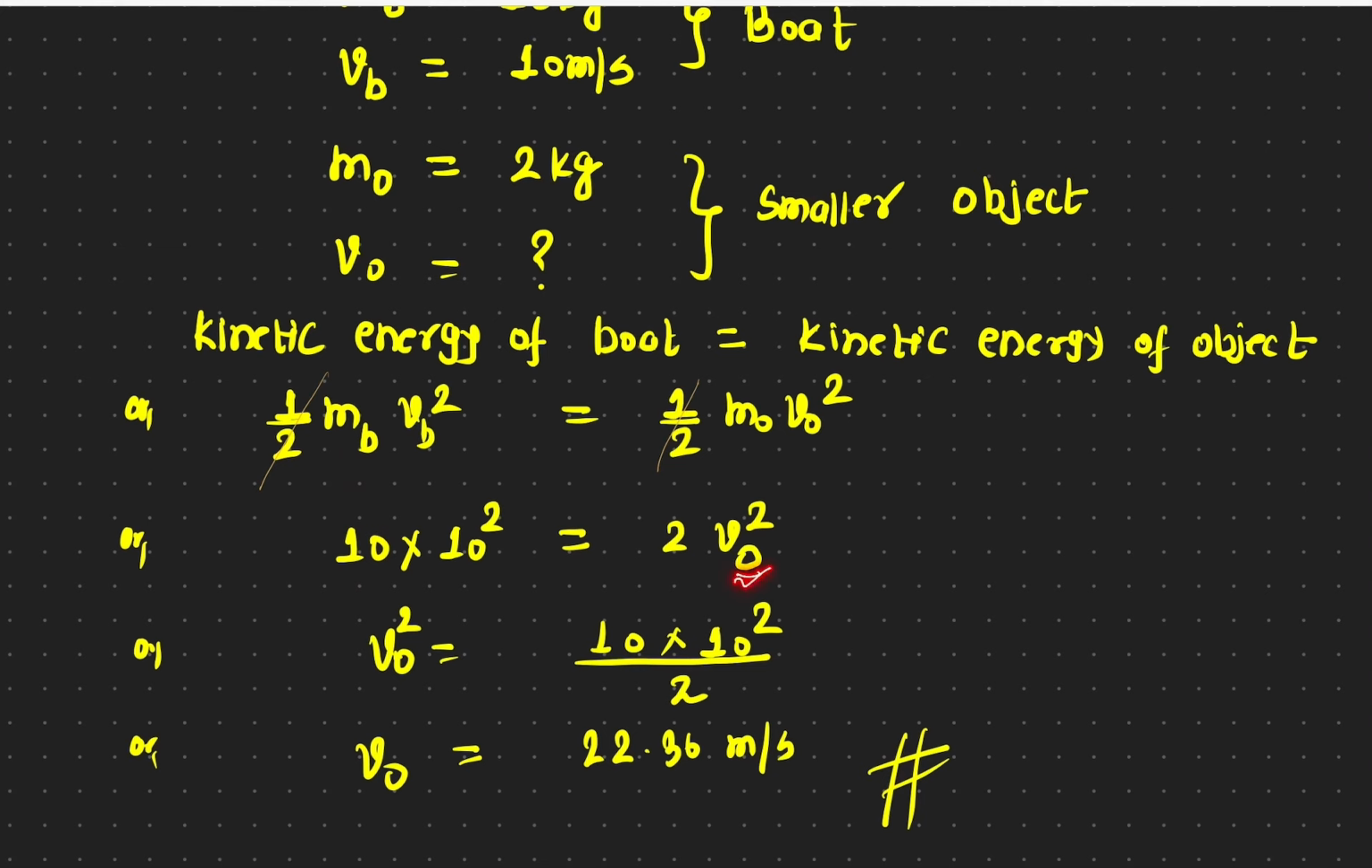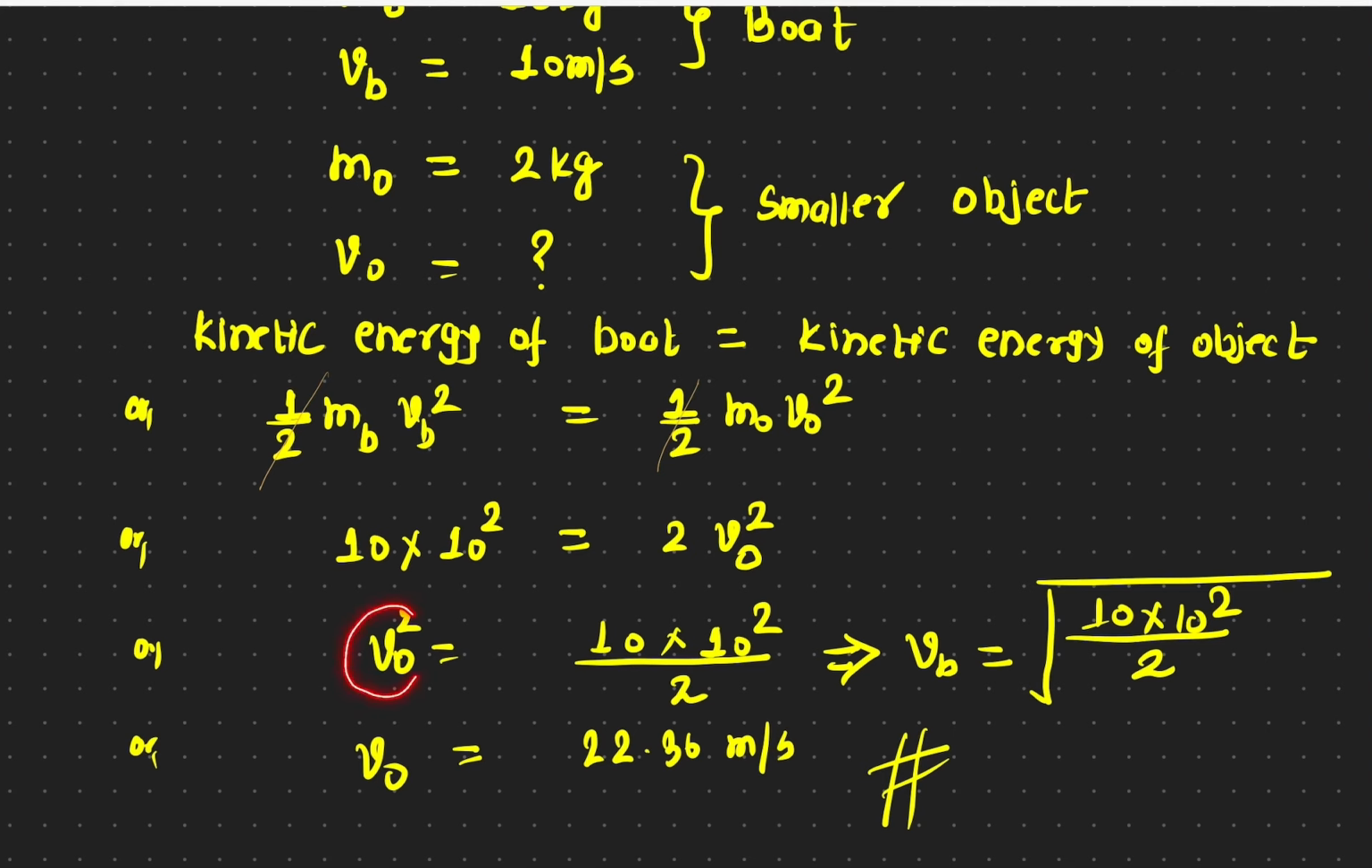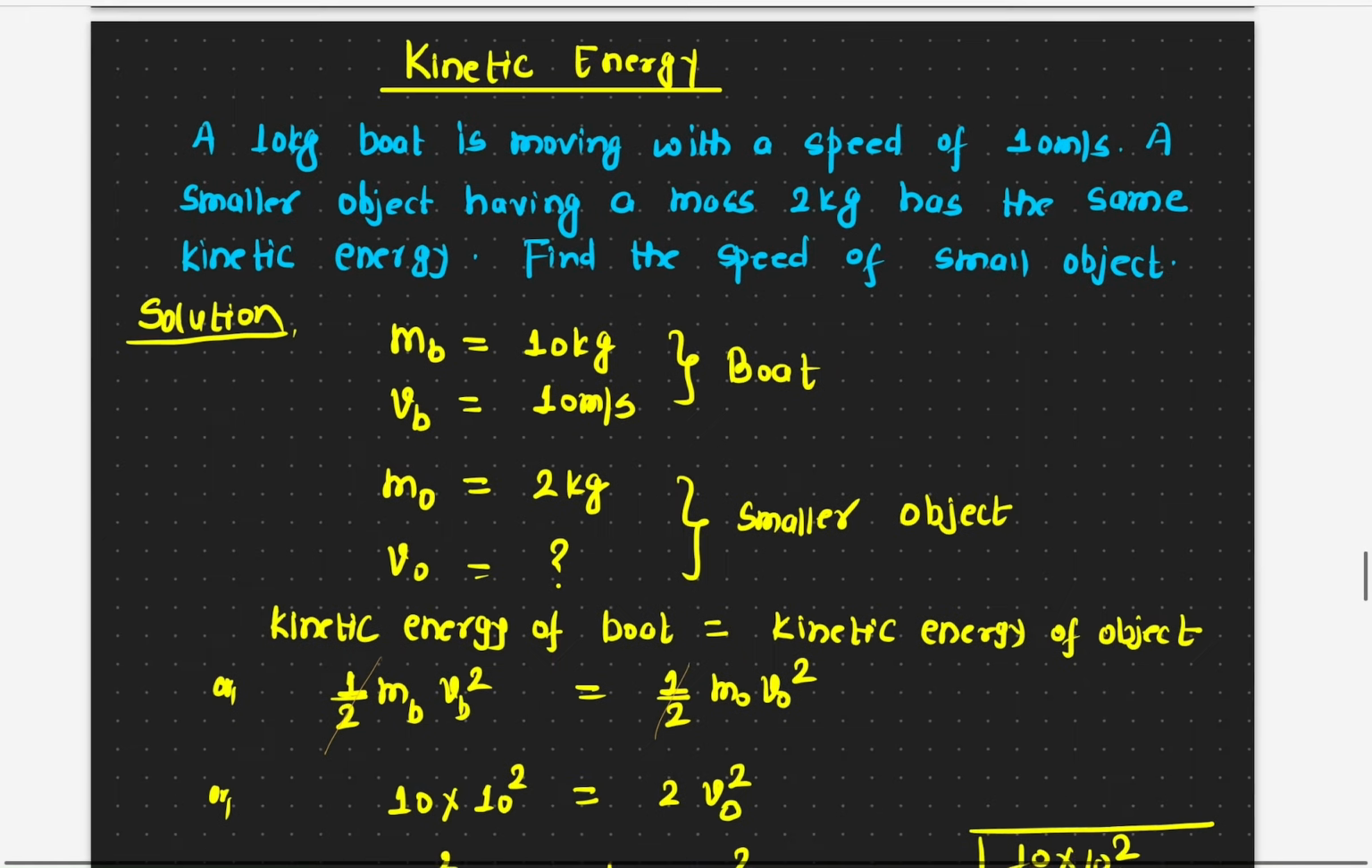We're going to solve for VO squared, that's the speed of the smaller object. So solve for it: 10 times 10 squared divided by 2, and if you do the math, the number you will get is 22.36 meter per second. And make sure that you take the square root. In other words, I can do one more step: VO will be the square root of 10 times 10 squared divided by 2. The reason is we have a square here, so if you want to solve for VO, you have to take the square root of this number. So that's how we're going to find out the speed.